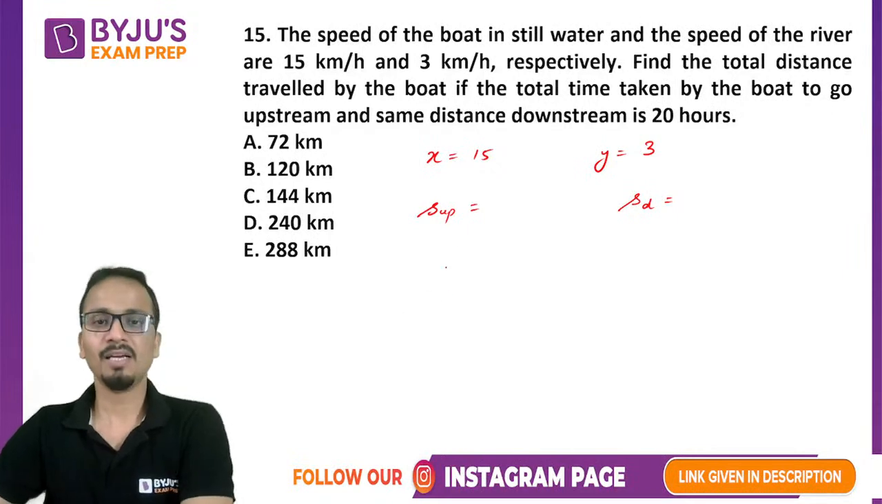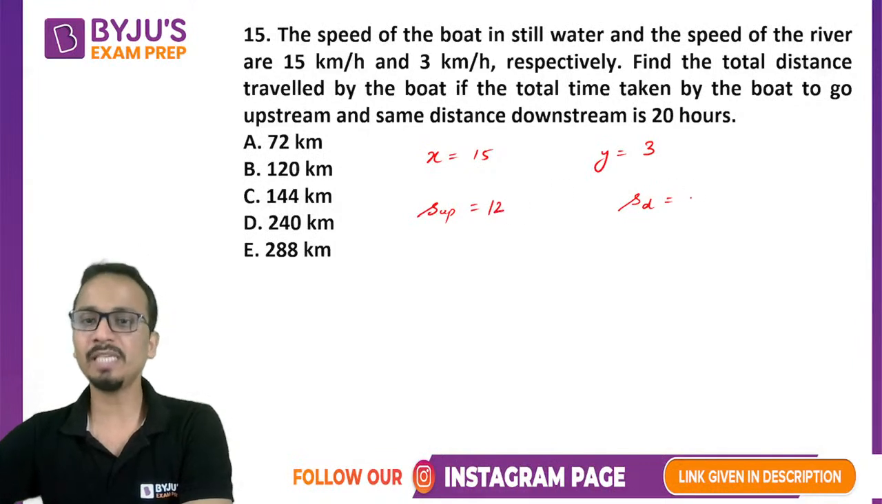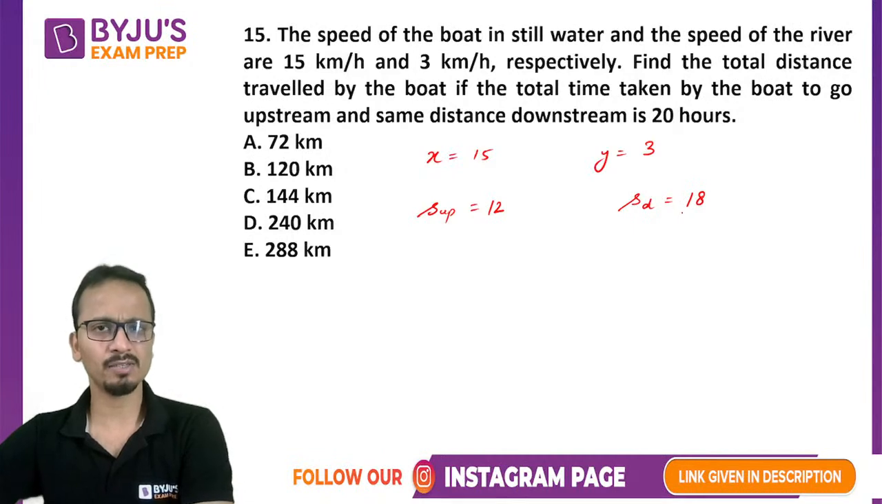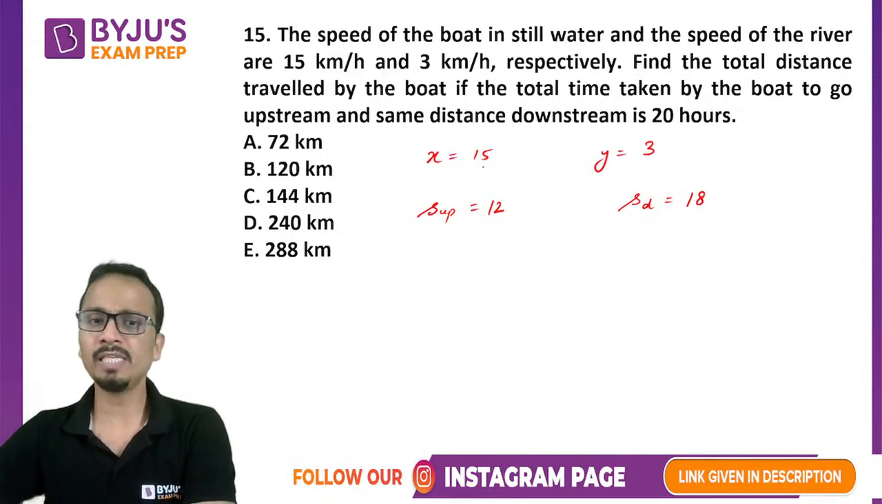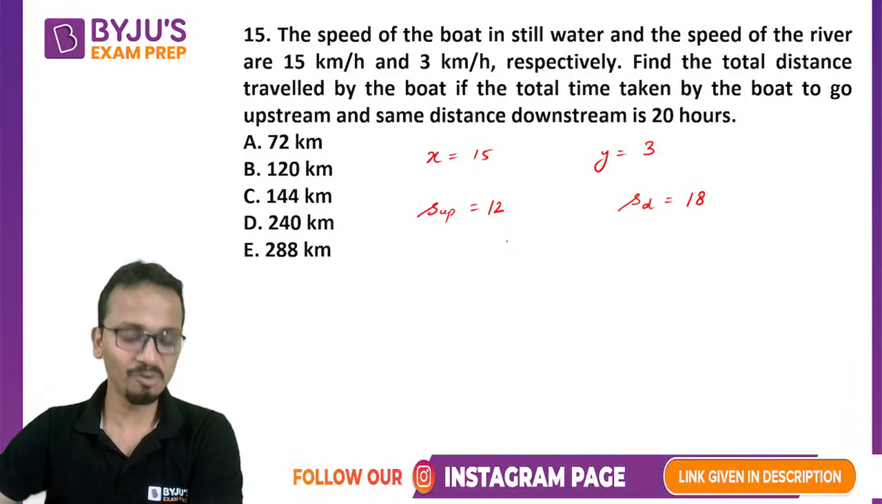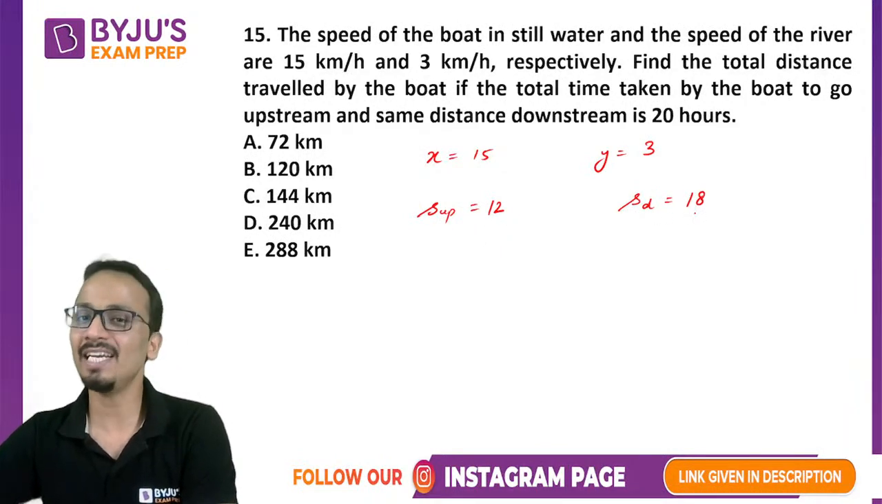Good. Now speed upstream will be 15 minus 3, that is 12, and speed downstream will be 18. Now all of you look at this when I'm solving. Speed of boat in still water and speed of stream both are given. Using that, I have calculated. Shaikh, you are not allowed to remove your answer. Speed upstream is 12, speed downstream is 18.